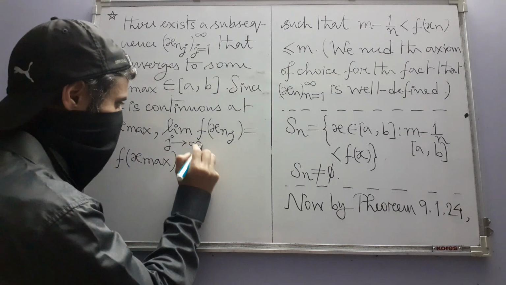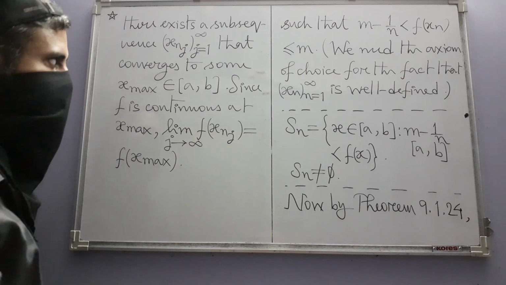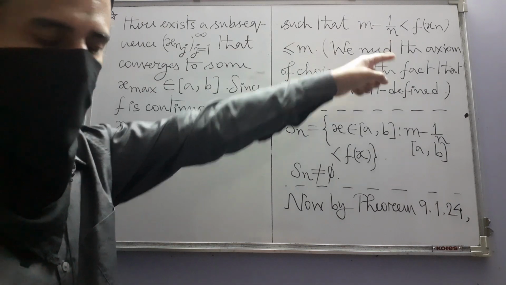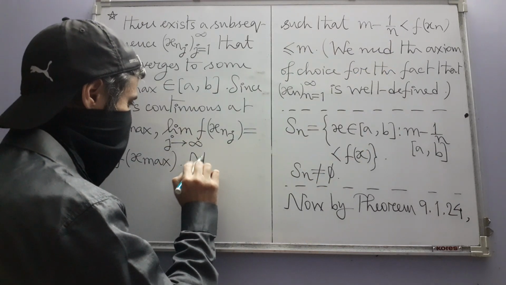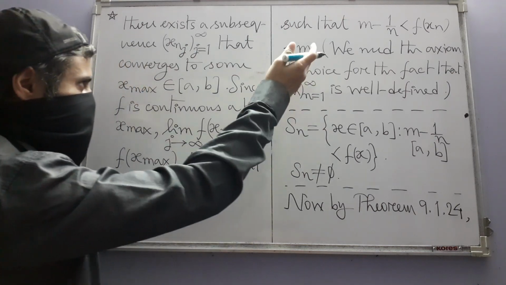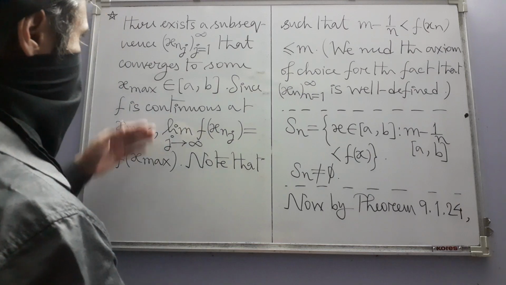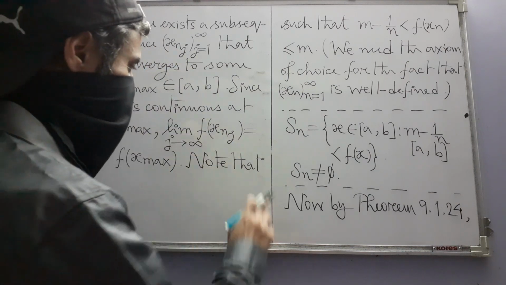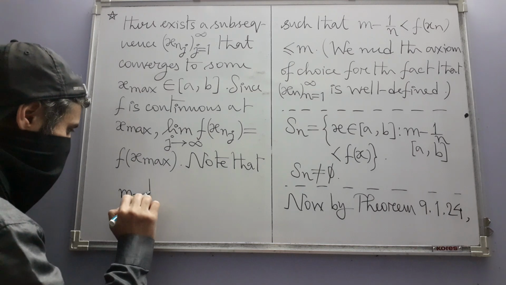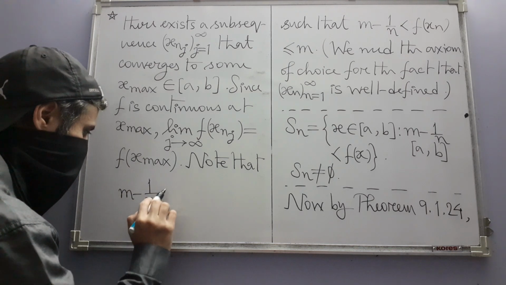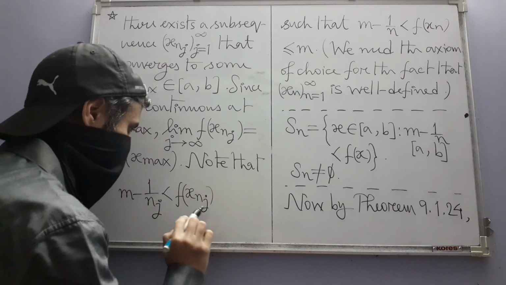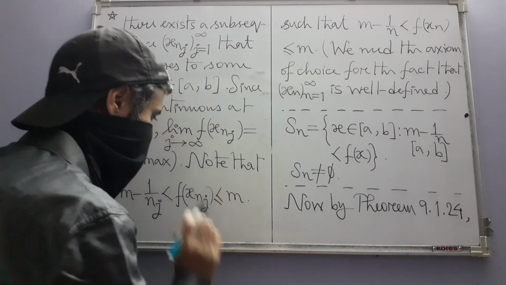Now we will figure out what this limit actually is by using these inequalities. Note that these inequalities are true for all n, but in particular for these nj's also they are going to be true. So note that M minus 1 over nj is less than f of x_{nj}, which is less than or equal to M.